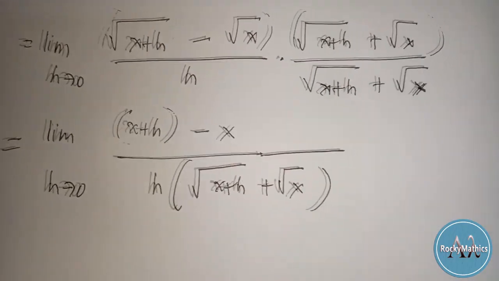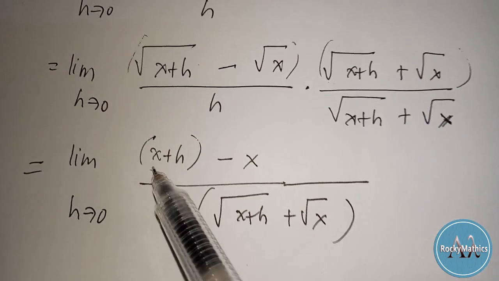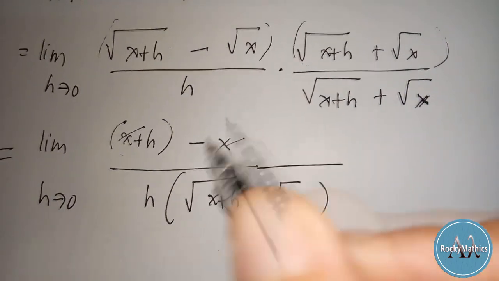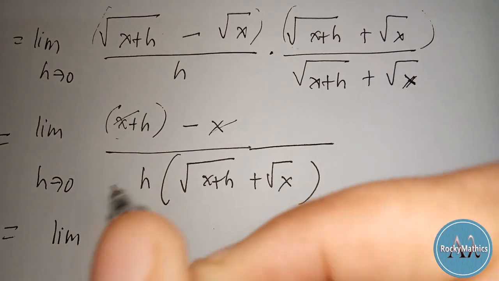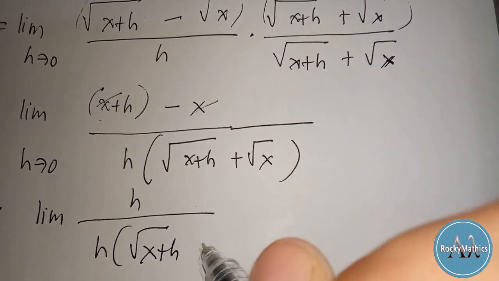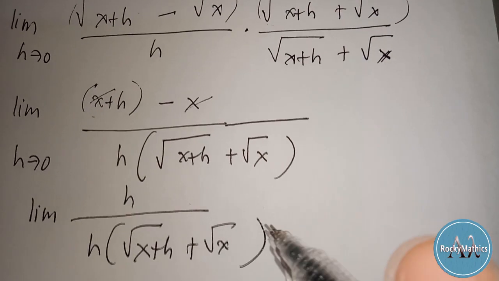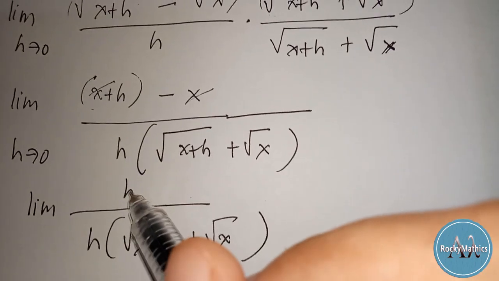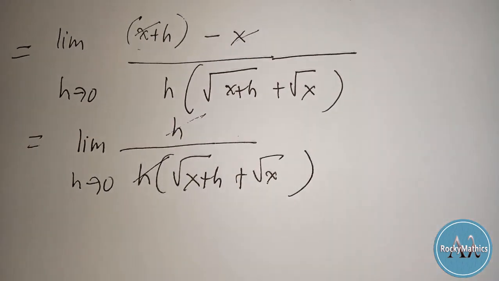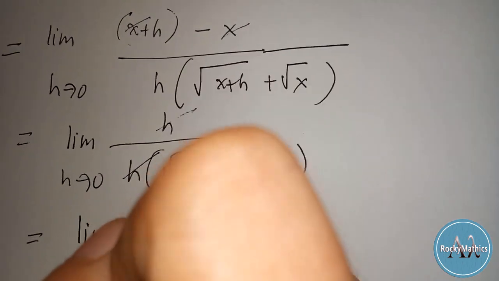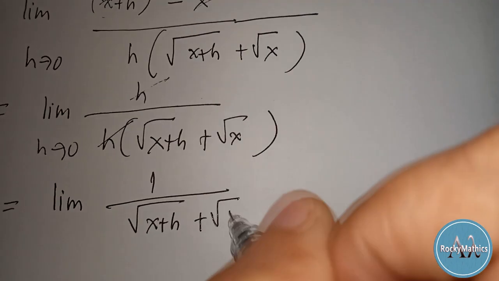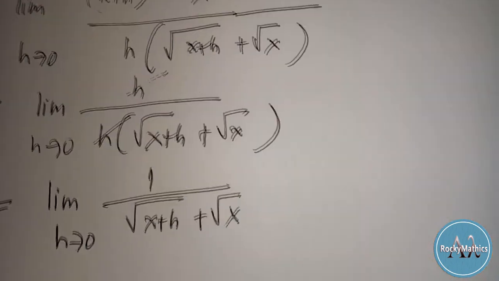Now, we can simplify x plus h minus x, so this will be cancelled. So we have the limit of h over h times square root of x plus h plus square root of x. And we have a common factor here, h and h, so this is 1 as h approaches 0. So this becomes the limit of 1 over square root of x plus h plus square root of x as h approaches 0.